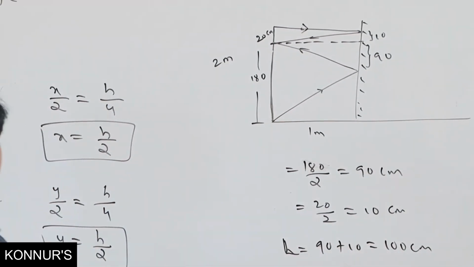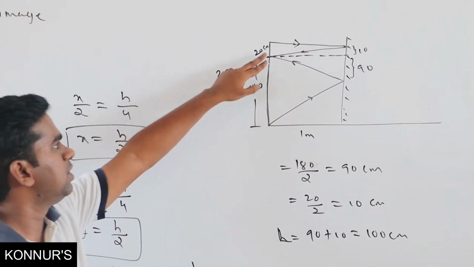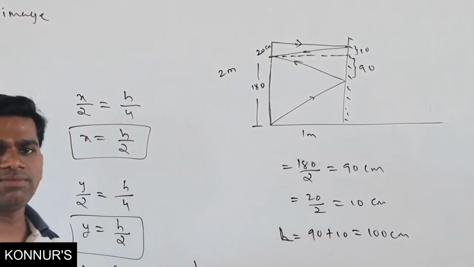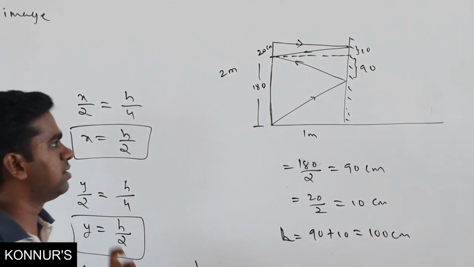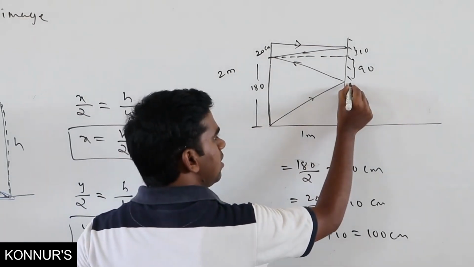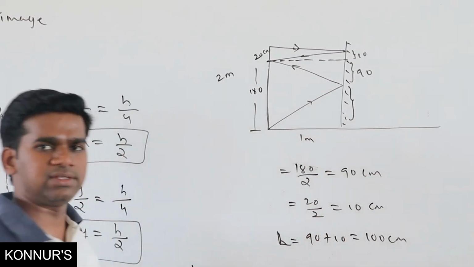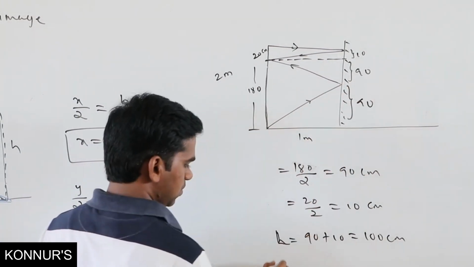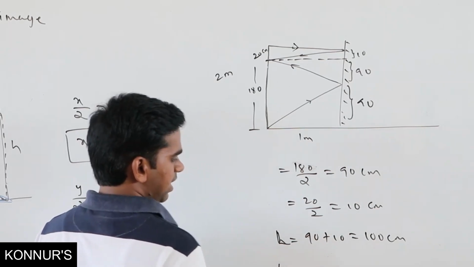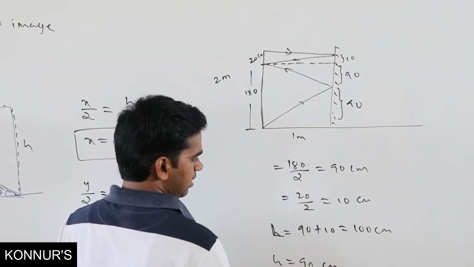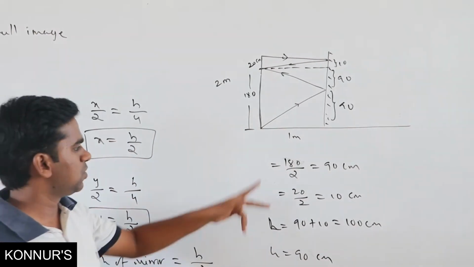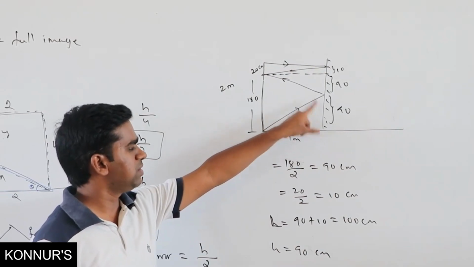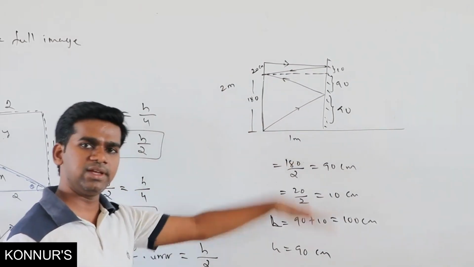So the length of the mirror will not change even if they change anything in the question. The length of the mirror is going to be half of the total height only. But what changes here is the height above which you have to fix it. It is not going to be 100 now. It is going to be 90 only. So the length of mirror required is 100 centimeter. Where do you have to fix it? You have to fix it 90 centimeter above the ground level.